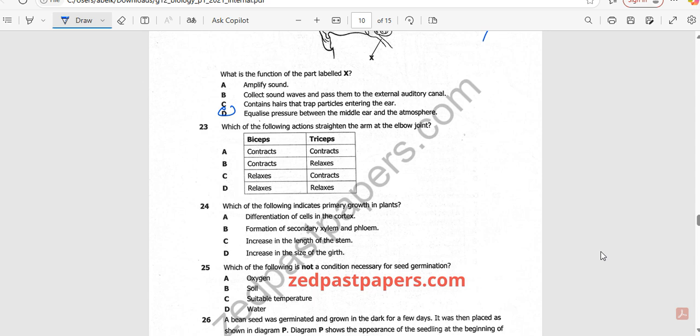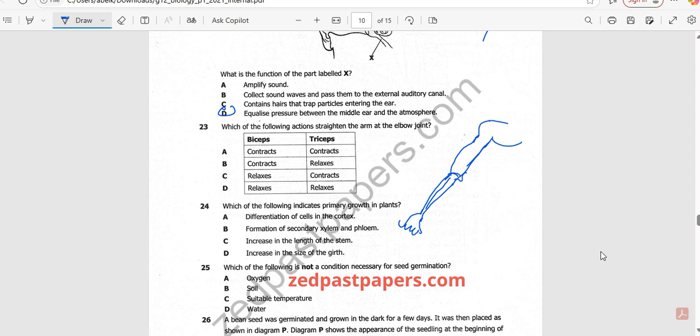Which of the following actions straightens the arm at the elbow joint? Let's assume that this is the shoulder. From the shoulder we have the arm like that, then you have the elbow, so this is our arm. Then you have two bones: the ulna, and this is what you call the radius.